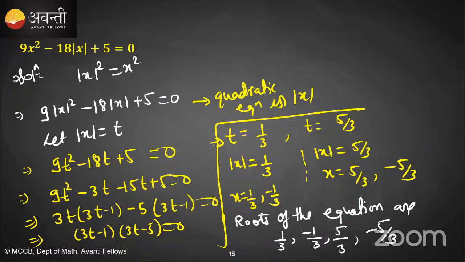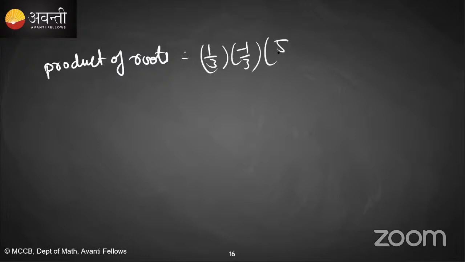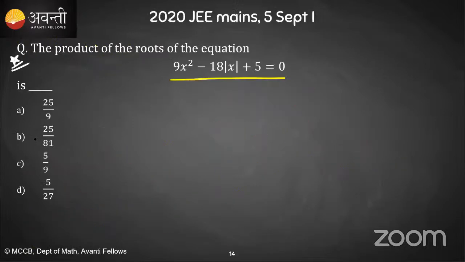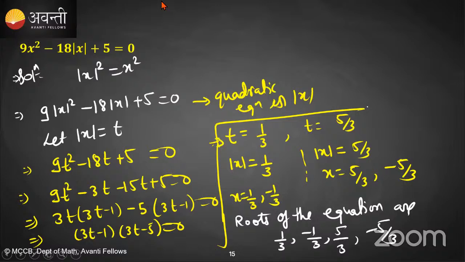-5/3. So question has asked us to find the product of roots. So roots आ गए, product निकाल लो. So product of roots क्या हो गए, product of roots 1/3 into -1/3 into 5/3 into -5/3. Clear? So what is the answer? 25/81. Right? So this is the answer. Which option is the correct one? B option. Right?